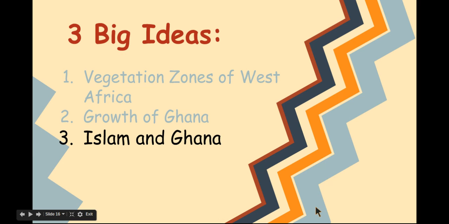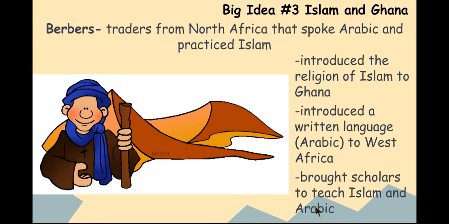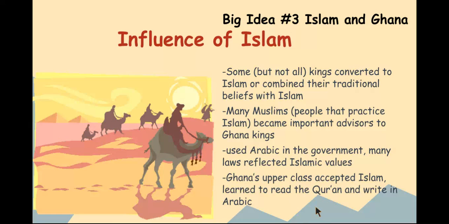All right, big idea number 3, Islam in Ghana. So Berbers were traders from North Africa that spoke Arabic and practiced Islam. They were the ones that had the salt to trade. They introduced the religion of Islam to Ghana, and they also introduced the written language of Arabic to West Africa, and they brought scholars that would teach Islam, the religion, and Arabic, the language, to the people of Ghana. So some kings even converted to Islam or combined their traditional beliefs with Islam.